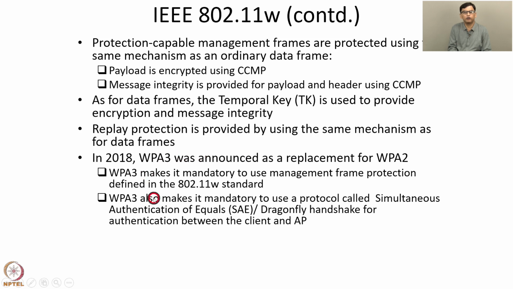As an aside, WPA3 also makes it mandatory to use a protocol called simultaneous authentication of equals, SAE, also known as the Dragonfly handshake. This is used for authentication between the client and the access point. WPA3 introduces this handshake called the Dragonfly handshake or SAE for authentication between the client and access point. We will not get into the details, but you can read about this exchange, SAE or Dragonfly handshake, if you're interested.